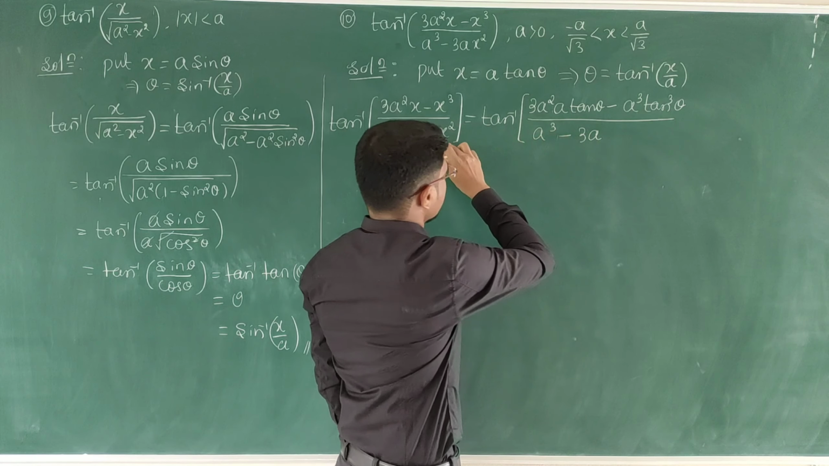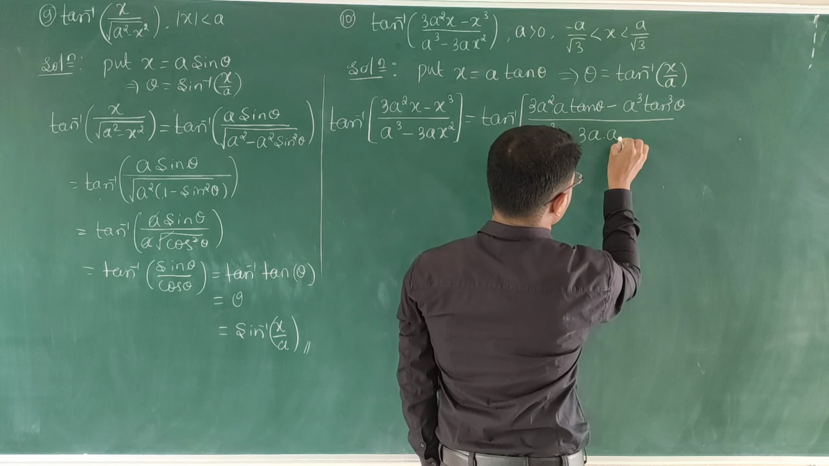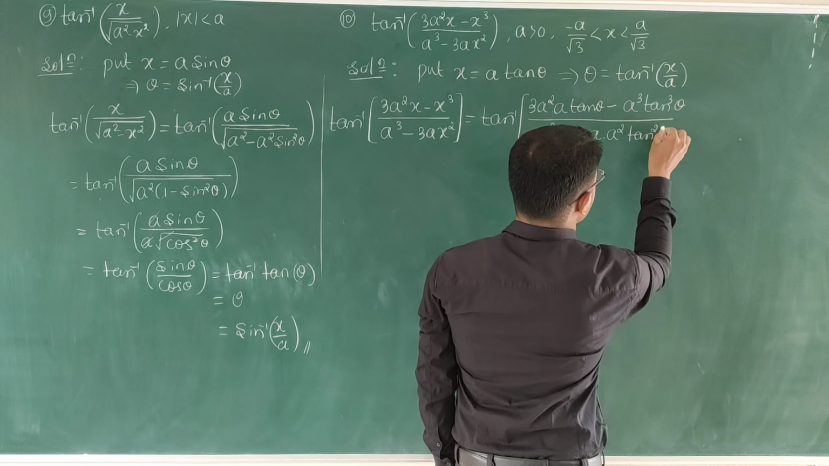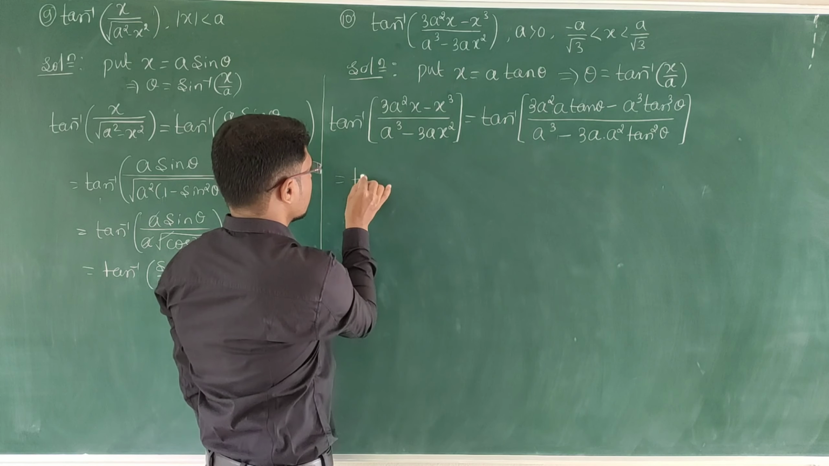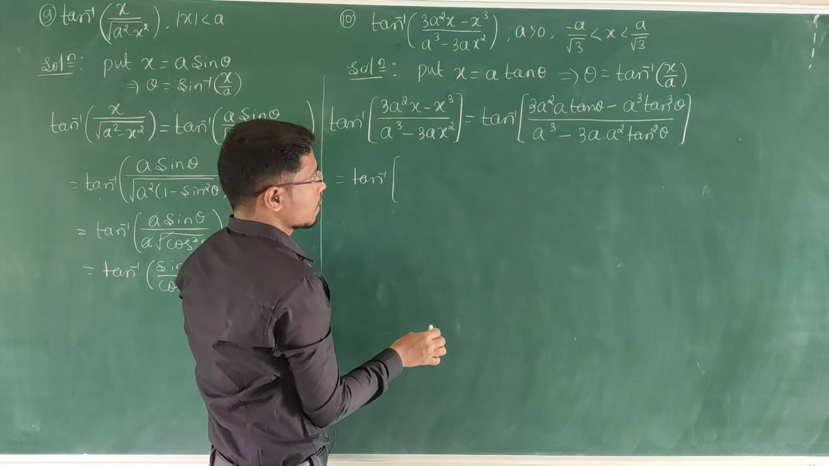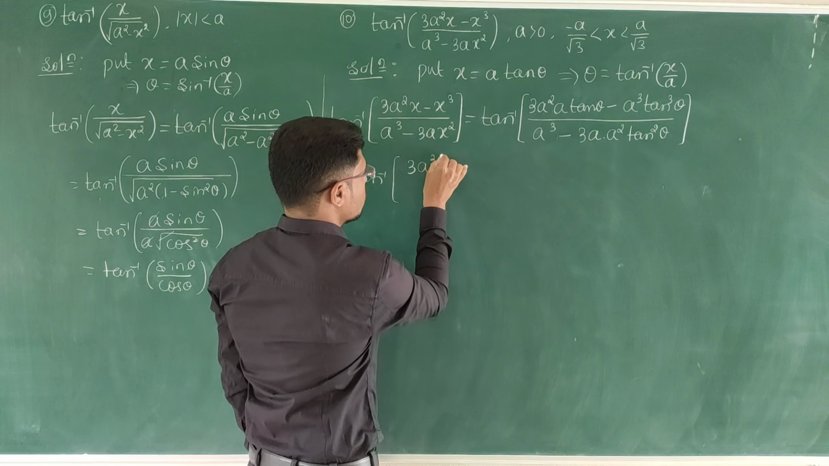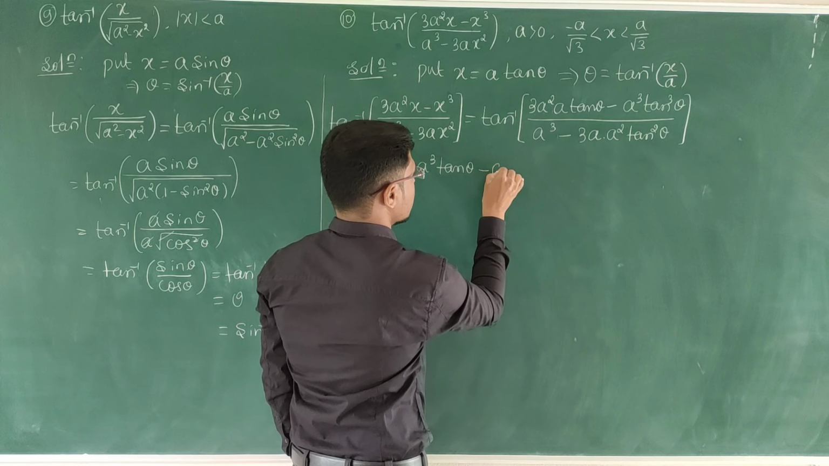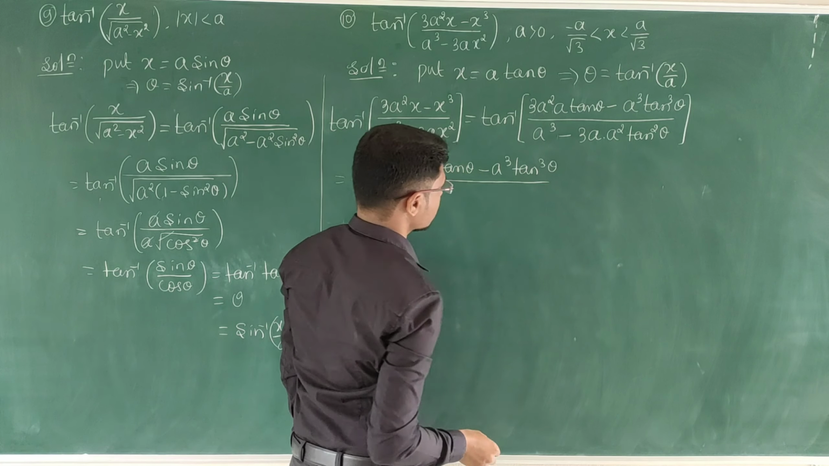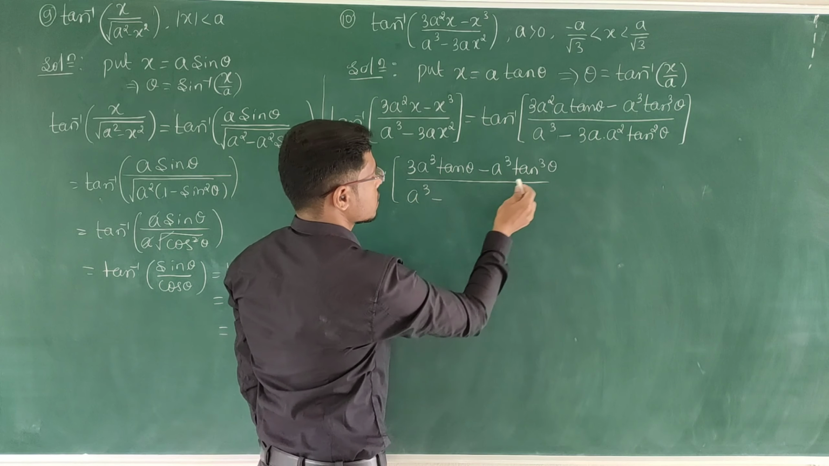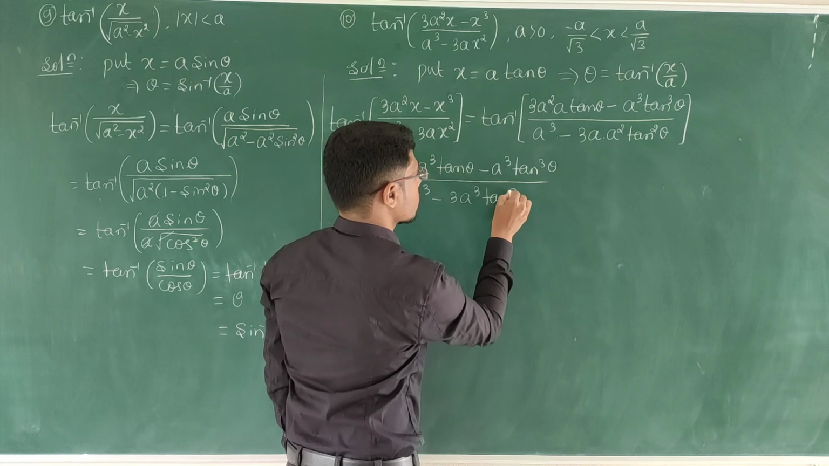Next is x square. What is x square? X means a tan theta, so x square means a square tan square theta. So this is equal to tan inverse of 3 a cube tan theta minus a cube tan cube theta divided by a cube minus 3 a into a square, which is 3 a cube tan square theta.